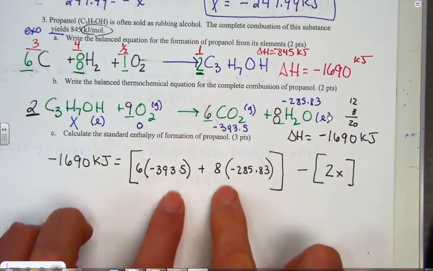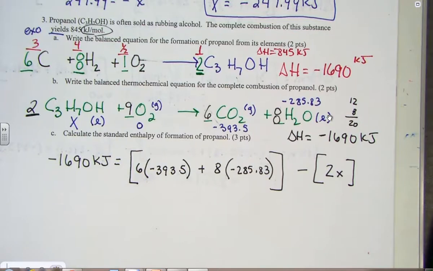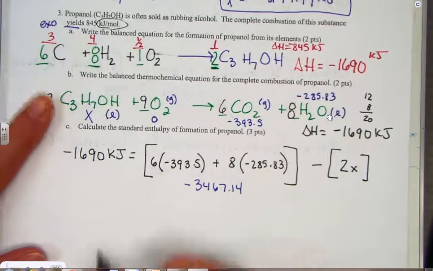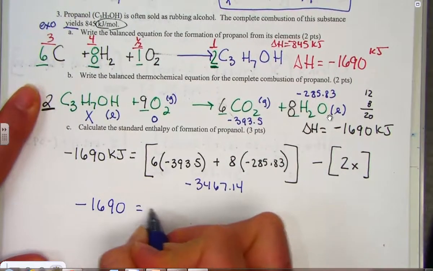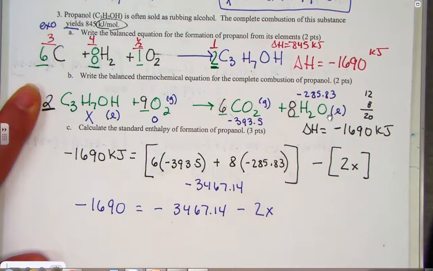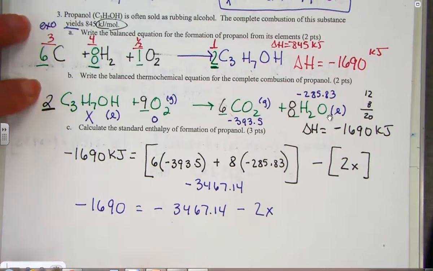Let's simplify the interior bracket here. 6 times negative 393.5 plus 8 times, whoops, I hit a wrong button, negative 285.83. And this I'm finding is negative 3467.14. So negative 1690 is equal to negative 3467.14 minus 2x. Let's bring this guy to this side.